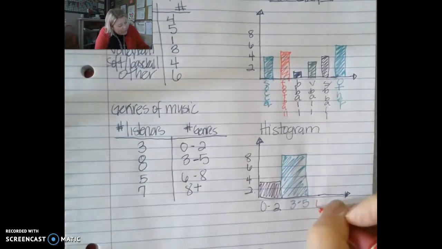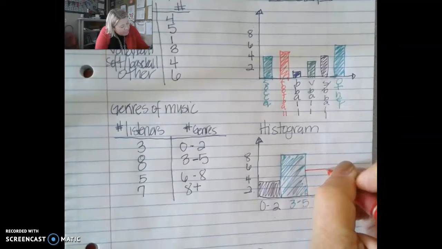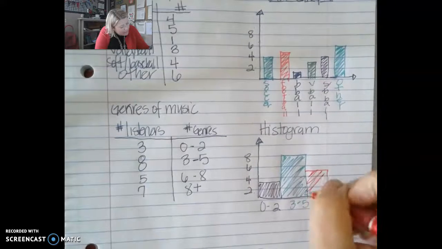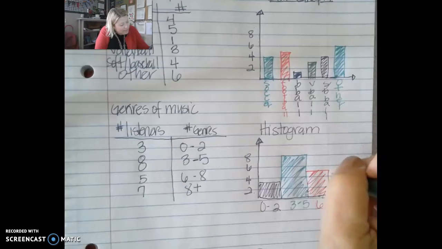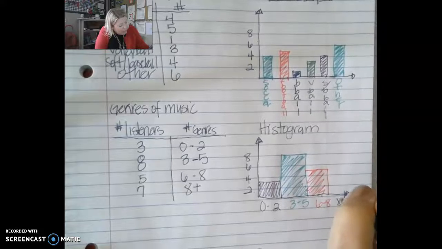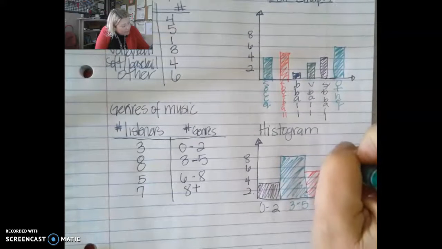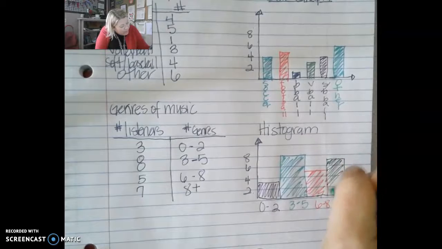So 6 to 8 genres. We're 5 people, so I'm going to make sure I go halfway between 5 and 6, color that in, and of course I don't know if I made that long enough. Well, let's hope it works. And then I had 7 people do 8+, so I'm going to write 8+, and make sure I go halfway between 7 and 8, and make my bar for that histogram.